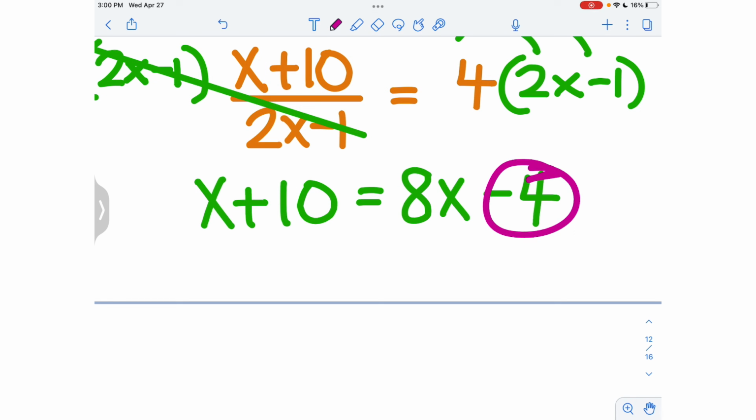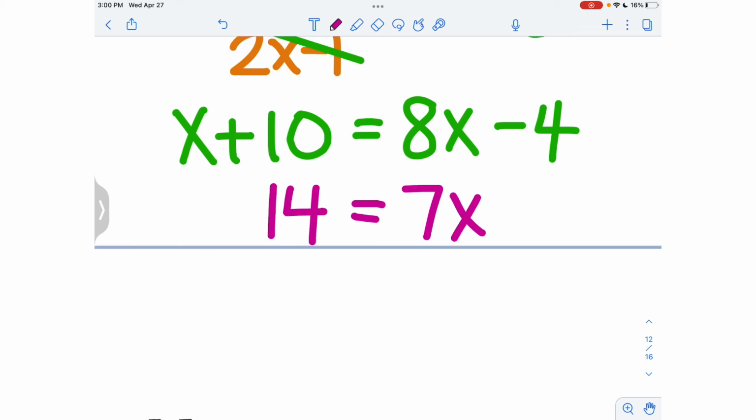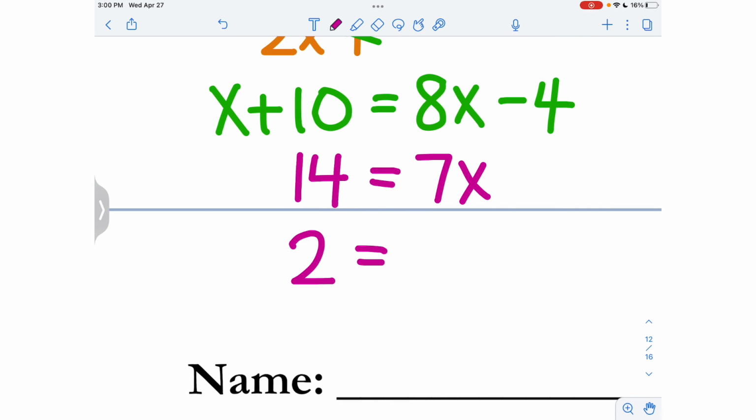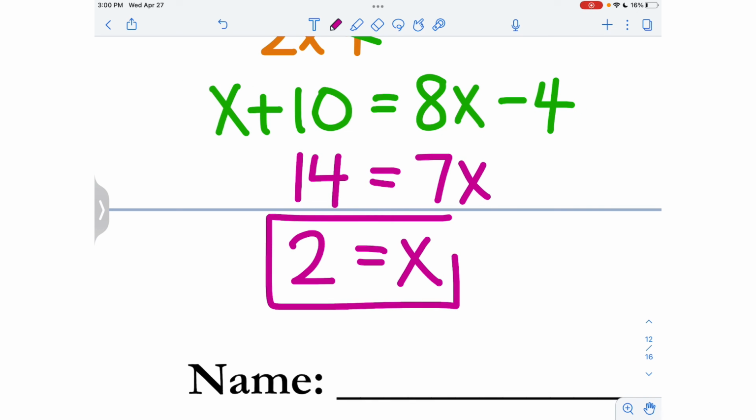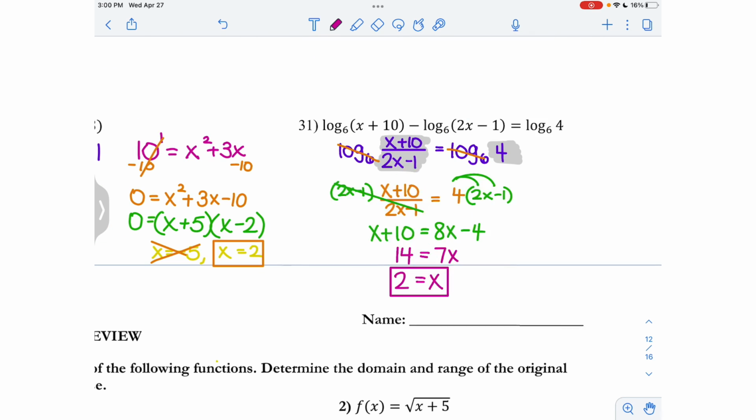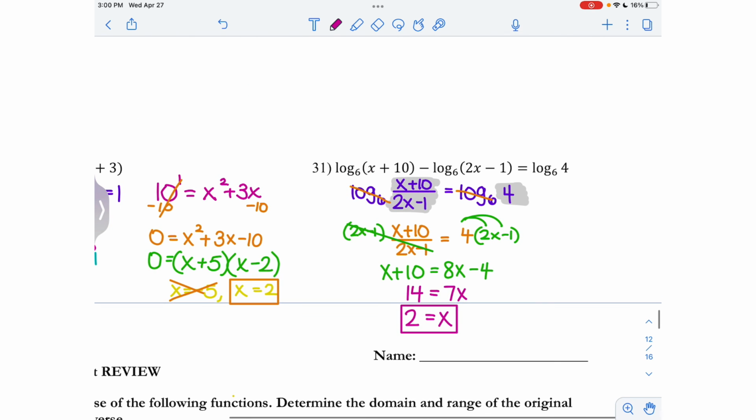Add this 4 over to the other side. We get 14 equals, subtract this x over, we get 7x, and then divide. So x equals 2. That's how it's done, my friends.